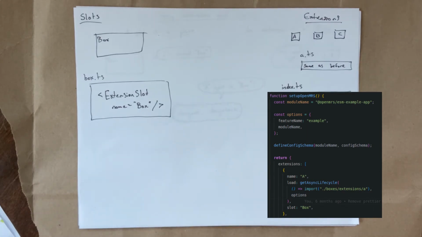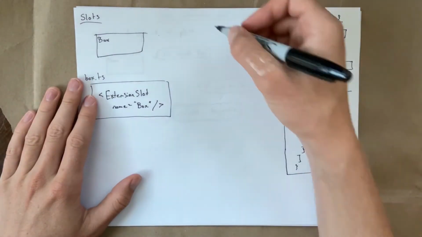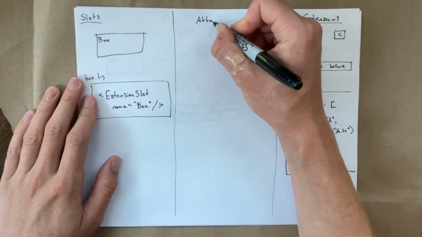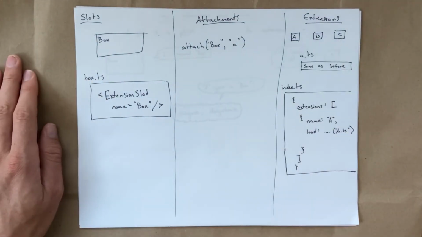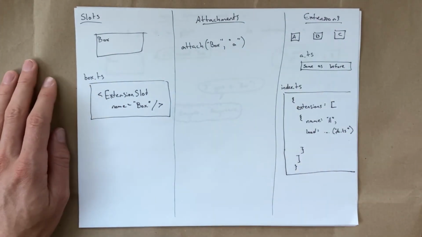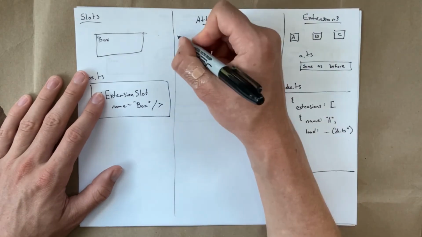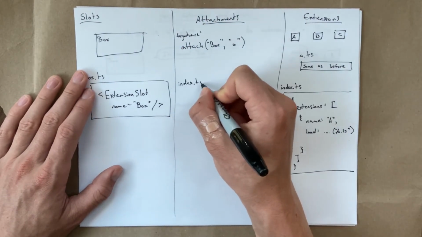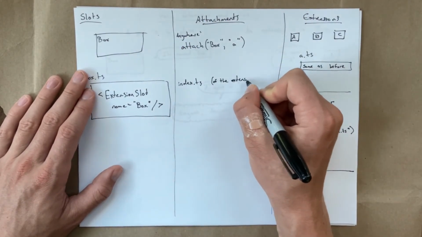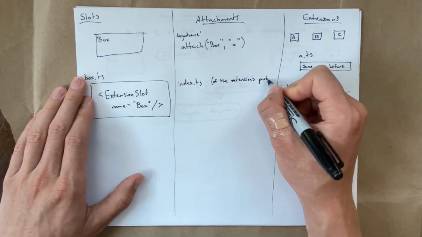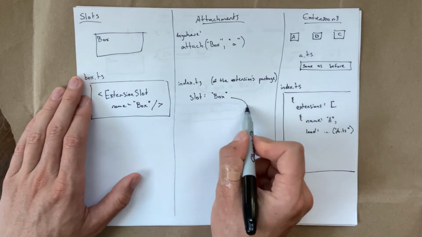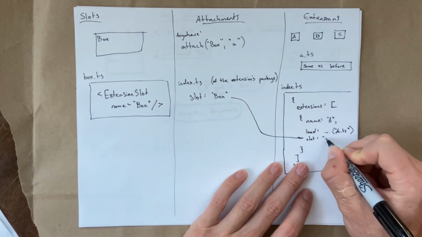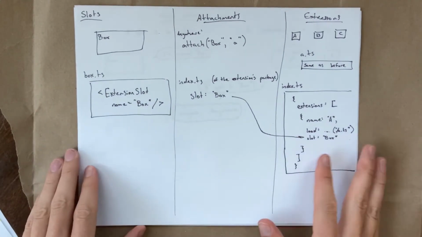Now, how do we bring these things together? Attachments are created between slots and extensions. We can create an attachment simply by calling the attach function, which specifies the name of the slot and the name of the extension which are to be attached, or we can include the attachment in the slot or slots property of the extension declaration in index.ts. Either way, the extension system will render those extensions into that slot.